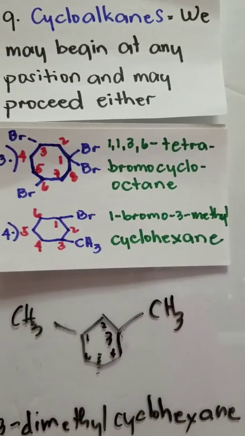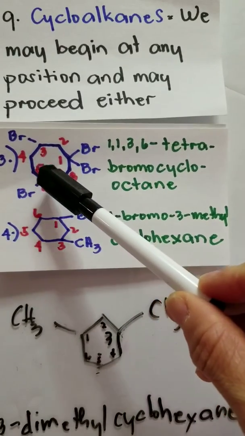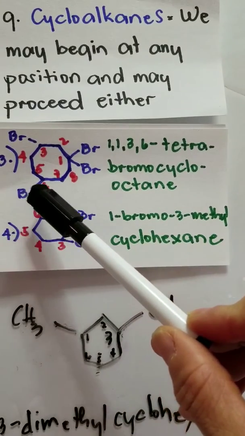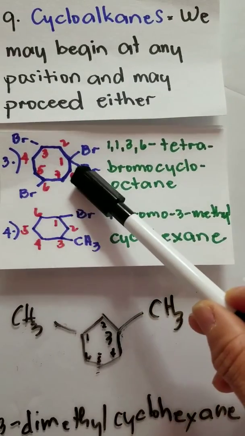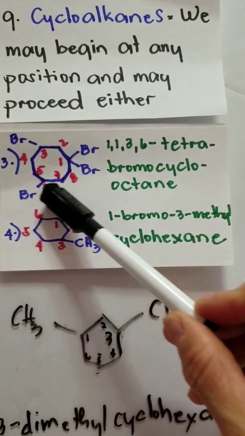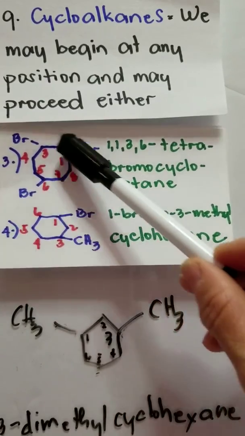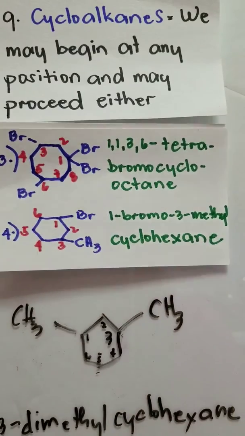So it's octane, right? To complete the name of the structure: 1, 1, 3, 6, tetra. Tetra for having 4. What is the name of that group? The same group, bromo. And then closed ring structure, cyclo. Oct for having 8 carbon atoms. And ane is the suffix, octane, because you have only single bonds there.